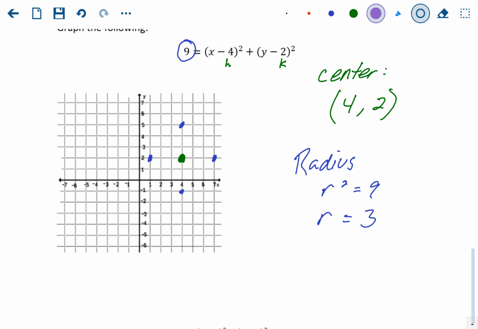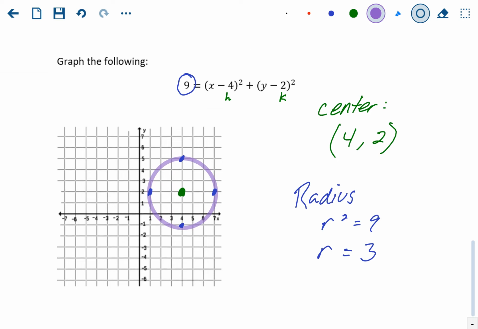Now again, I can do it on my computer. You would have to do this by hand. So that's a circle. That's the circle that this equation represents. Center at 4, 2, radius of 3.